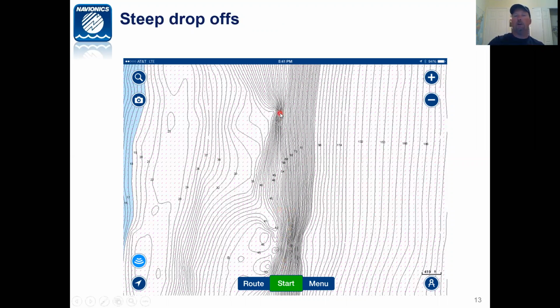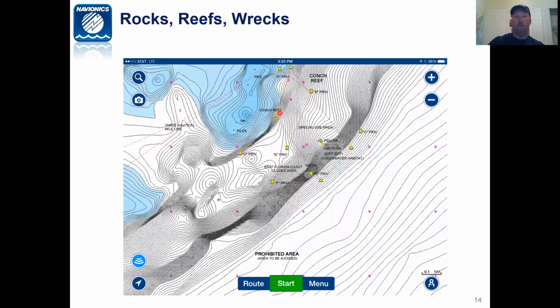Same thing right up here, another great ledge. Fish are going to look to that as an ambush point. So steep drop-offs, very important, especially inshore or offshore.